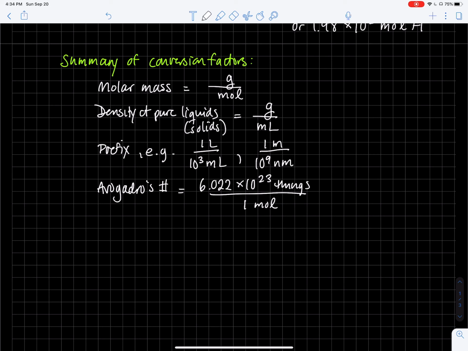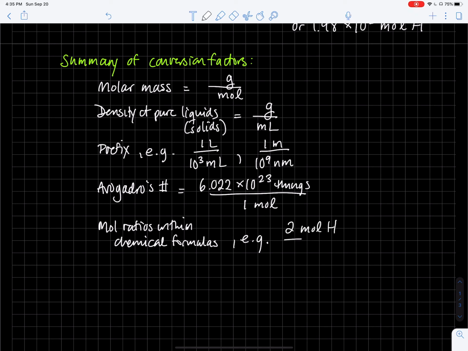And then the final thing we've just done here is mole ratios within chemical formulas. And so the example up above was, for instance, 2 mole of H in 1 mole of H2O, and we've had other examples in class. And there are other conversion factors we'll use in this class, and there are others out there, but this is a list of things just to think about now that are kind of in your toolbox.